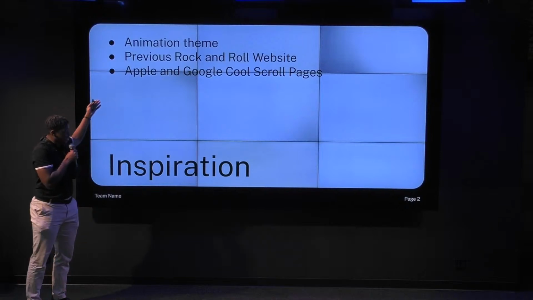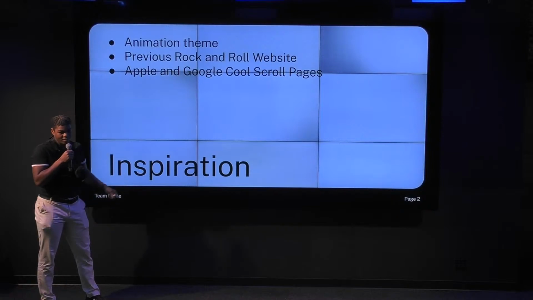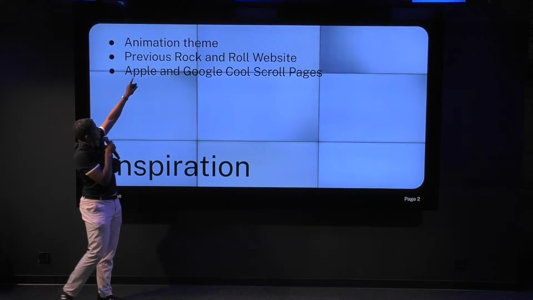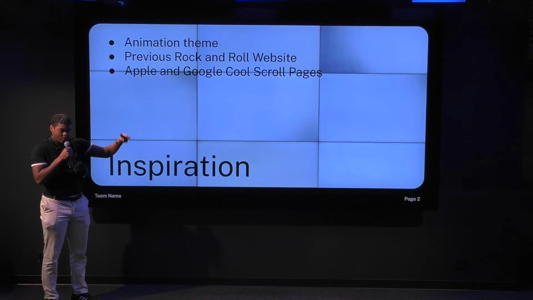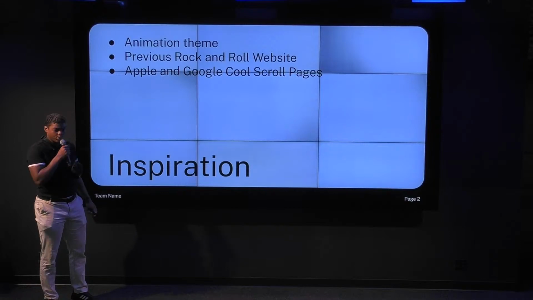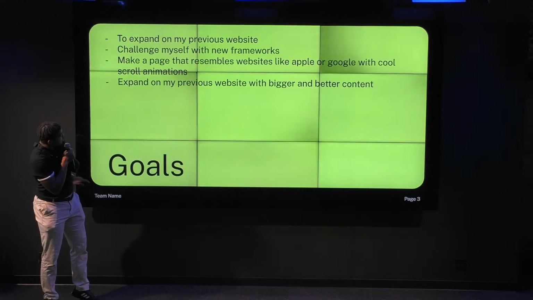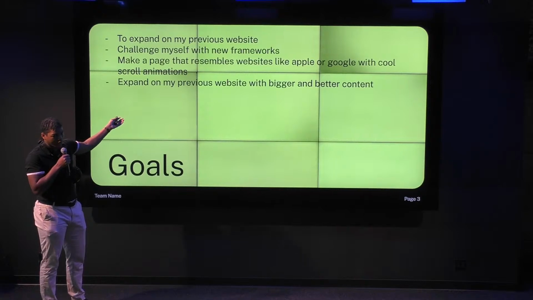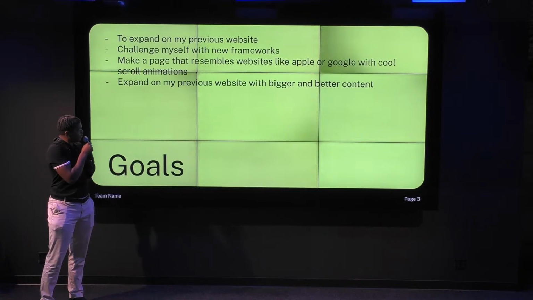The theme was animation for this website that we had to make, and like I said, my previous Rock and Roll website didn't have any animation, just had a lot of rocks. The inspiration was also Apple and Google's cool pages, like when you scroll and it changes and the AirPods rotate and stuff. I thought that was pretty cool, and I wanted to get something like that. So the goals were to expand on my cinematic universe, challenge myself with a new framework like animation, and make a page that resembles the animations like Google and Apple.